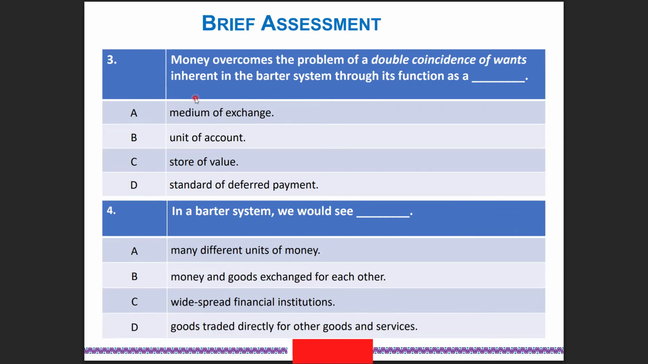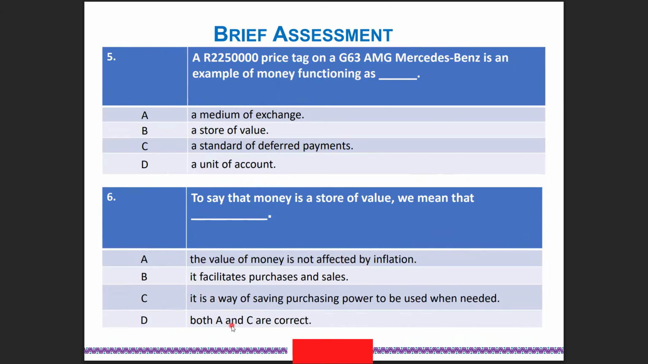In a barter system, obviously, they were trading good for good. So the answer here: many different units, no money and exchange for other goods. Money and goods exchange for each other. No. Okay, the answer here is D. Goods traded directly for goods and services.